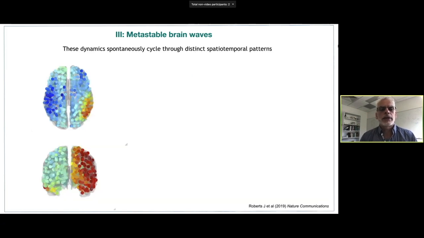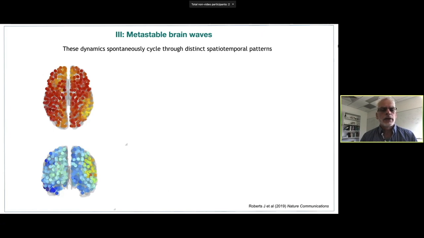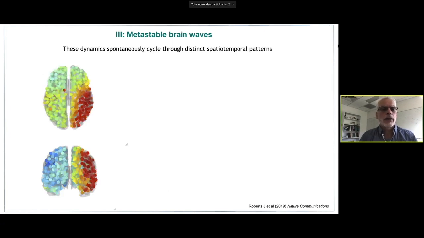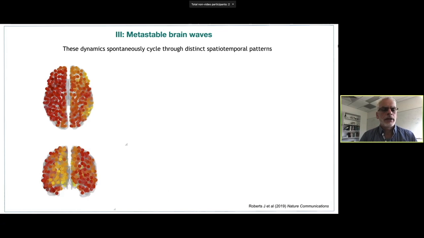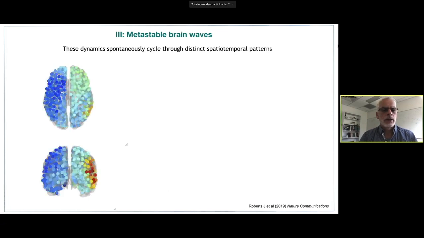Dynamics spontaneously cycle through these different patterns. You don't have to start them. You can just watch them. They'll start in one pattern. Here's a traveling wave. And after a period of time, the pattern changes. And now it's gone to these two symmetrical rotating waves.